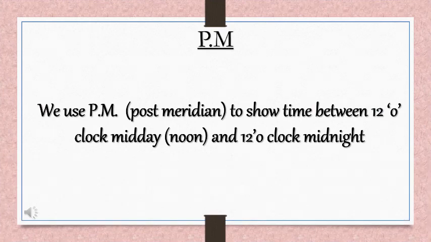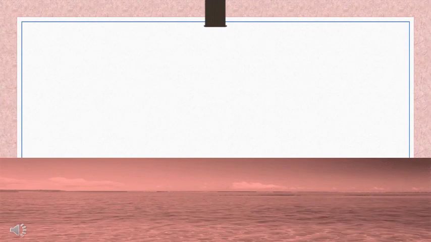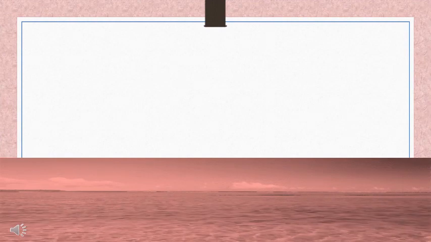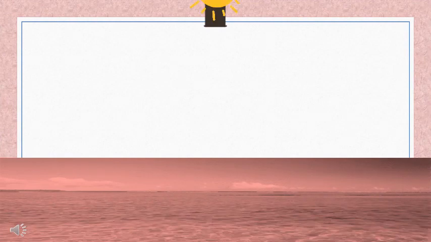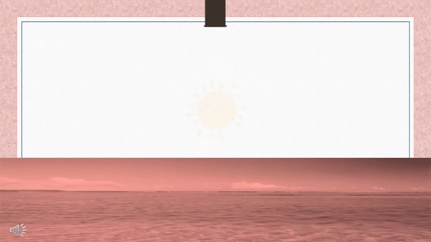We use term PM or post meridian to show time between 12 o'clock midday and 12 o'clock midnight. The sun sets at 6 p.m. in the evening.